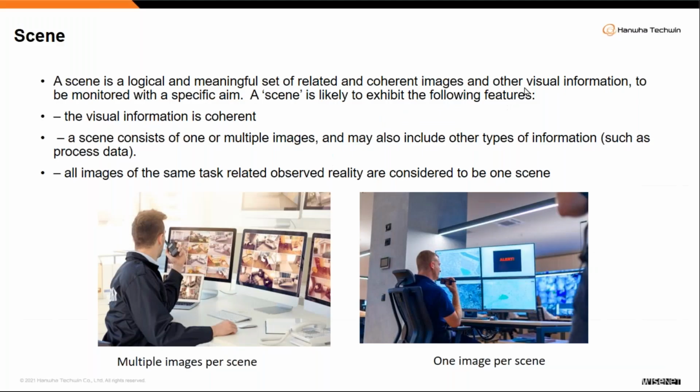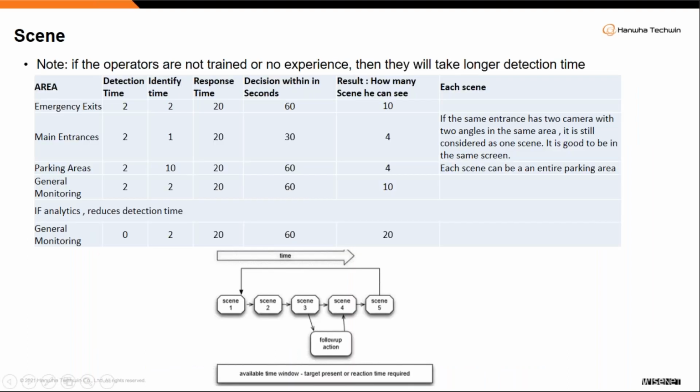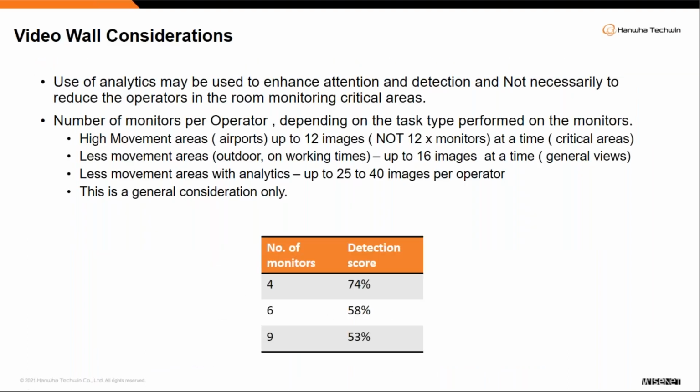Okay, let's go back here. A scene is what the operator is looking at, and it should be cohesive. It should be similar. Okay. Then the next point is the operator's capability to identify an alarm or an incident.